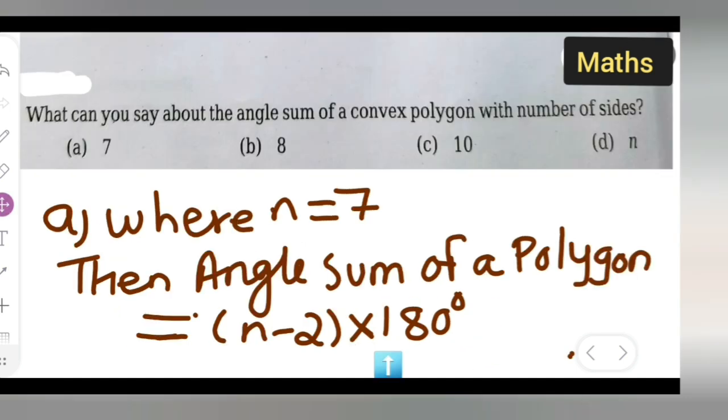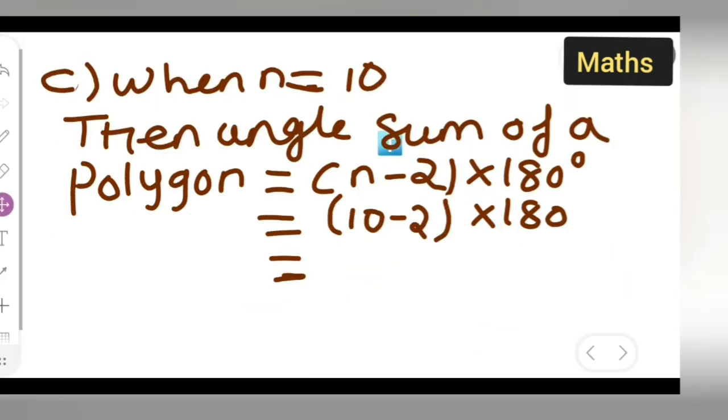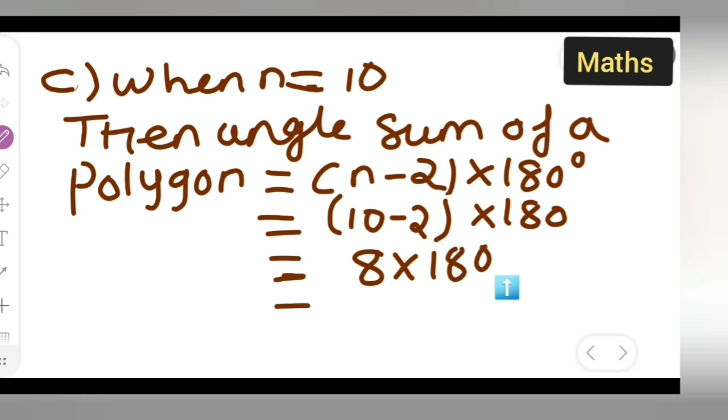Now let us see when C is equal to 10, what happens? For the third one, when n is equal to 10, the angle sum of a polygon is equal to (n minus 2) multiplied by 180. You have to replace n by 10. So (10 minus 2) multiplied by 180. Similar one you can do. 10 minus 2 will give you 8, multiplied by 180. Multiply this and see, 1440 degree you will get.